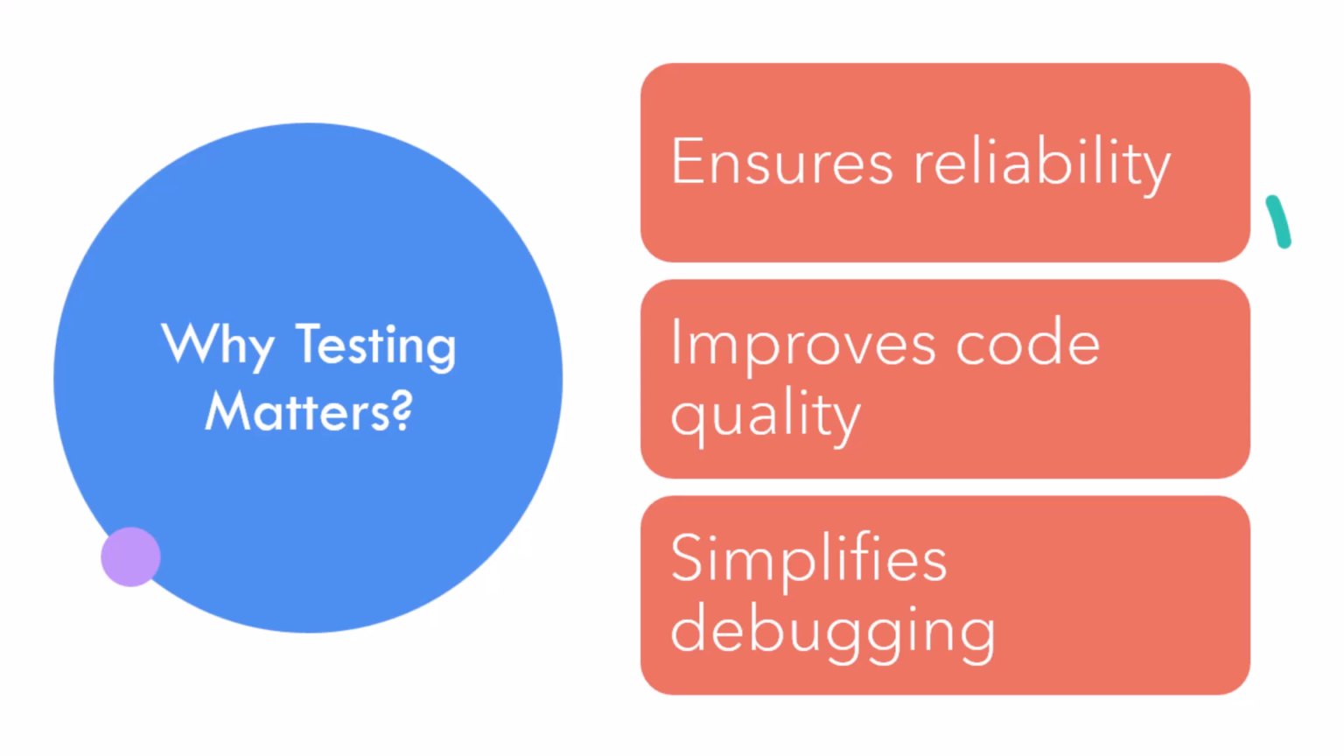It ensures reliability. Unit tests help catch bugs early in development and improve code quality. By writing tests, you are forced to think about edge cases and robustness, and it simplifies debugging. When something breaks, tests pinpoint the issue quickly. We'll be writing tests for the backend to verify API routes work as expected, and for the frontend to test components and interactions, ensuring the UI behaves predictably and correctly.